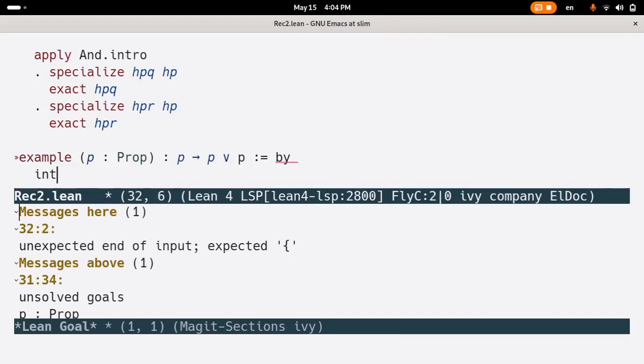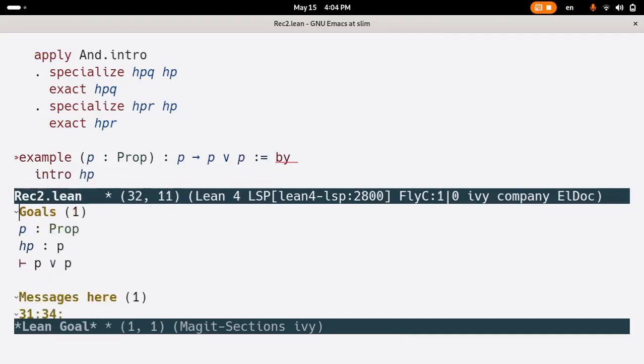Say we want to prove P implies P or P. We enter tactic mode, introduce HP. We can also write the proof in one line by using semicolon as a separator.